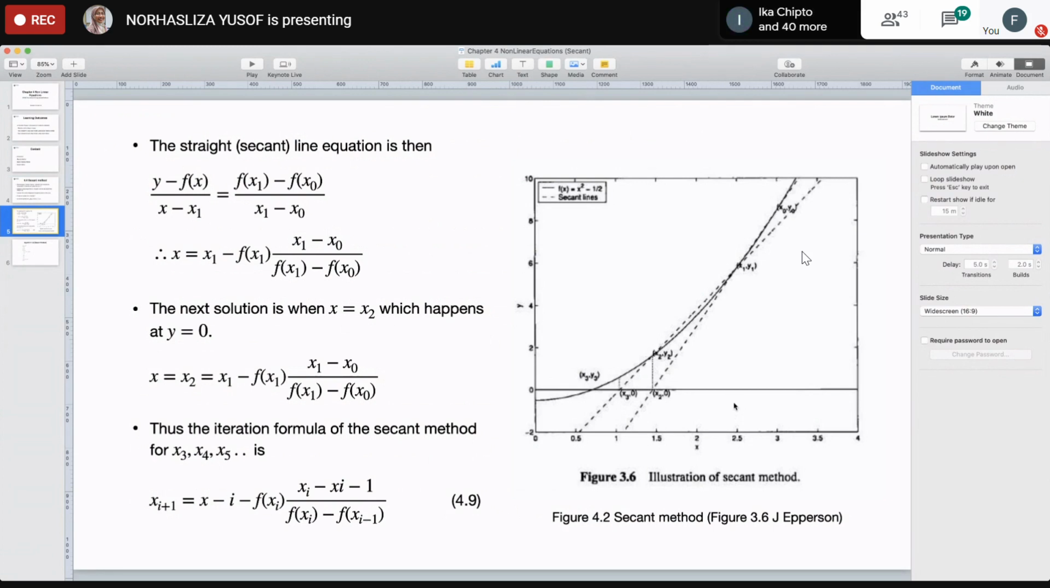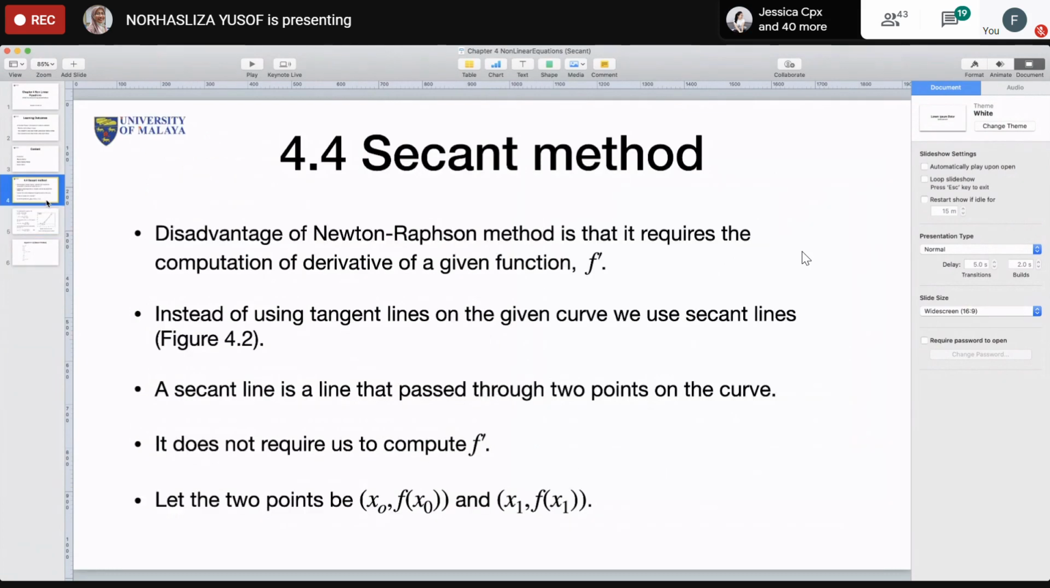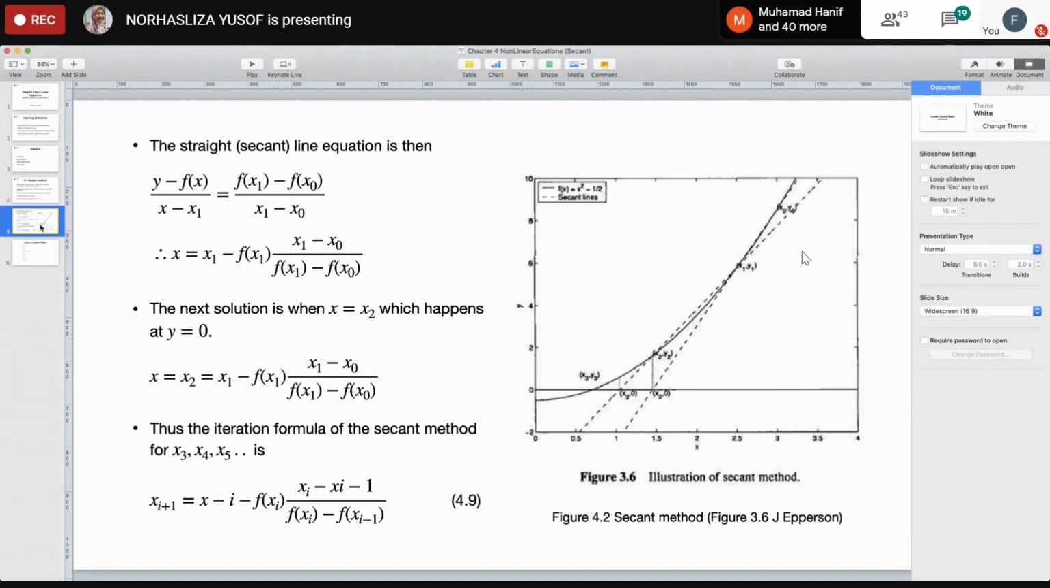Okay, the secant method is quite popular if you want to have more precision than the Newton-Raphson method. Because here we need the derivative f prime, but in the secant method we don't have to do any differentiation. You just use whatever function that you have, because it uses the idea of the secant line. The disadvantage is you have to have 2 initial guesses in order for us to solve this method, right?